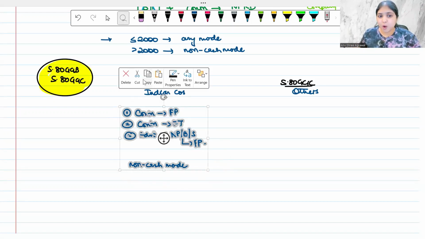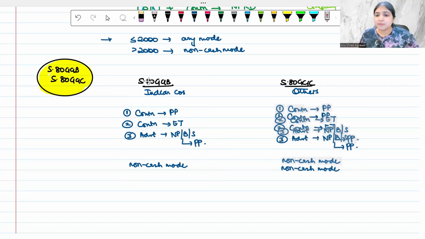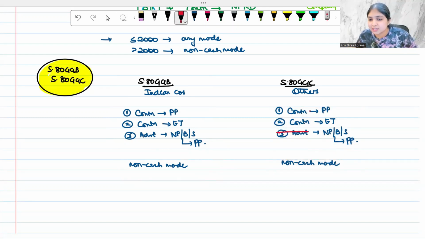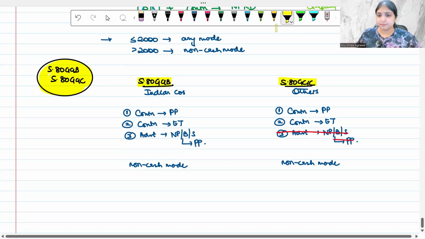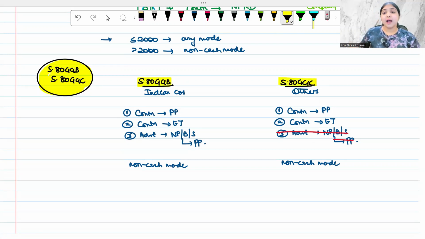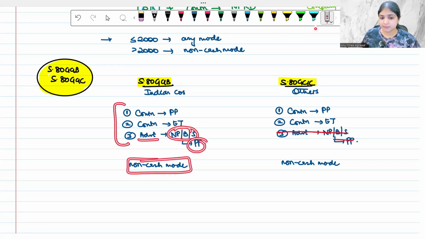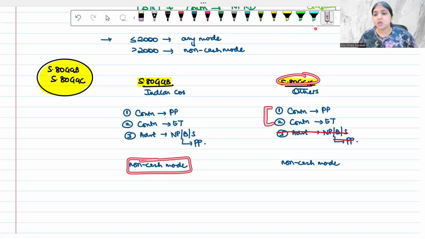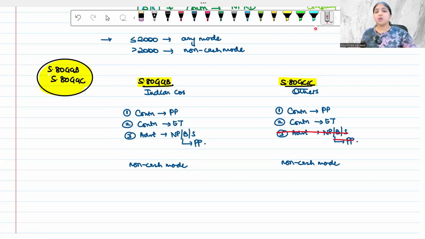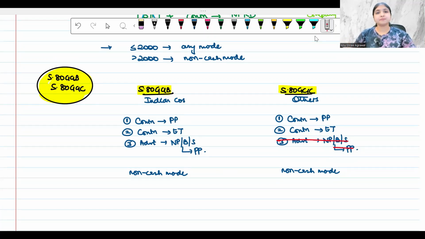In 80GGC, I'm copying the exact same thing as it is, all right? And there's going to be one single change only. That change is that advertisement in newspapers, brochures and publications of political party is not covered in 80GGC. This is the only catch. So under 80GGB, we are applying this section only to Indian companies. 80GGC, we are applying to others. In 80GGB, I have 3 transactions: contributions to political parties, contribution to electoral trust, advertisements in newspapers, brochures, souvenirs of political parties. Irrespective of the amount, payment has to be made in non-cash mode. Under 80GGC, we are covering only 2 transactions: contribution to political party and contributions to electoral trust. But whether 80GGB or 80GGC, in both we're talking only about non-cash mode. Irrespective of the amount, the payment has to be made only in non-cash mode.